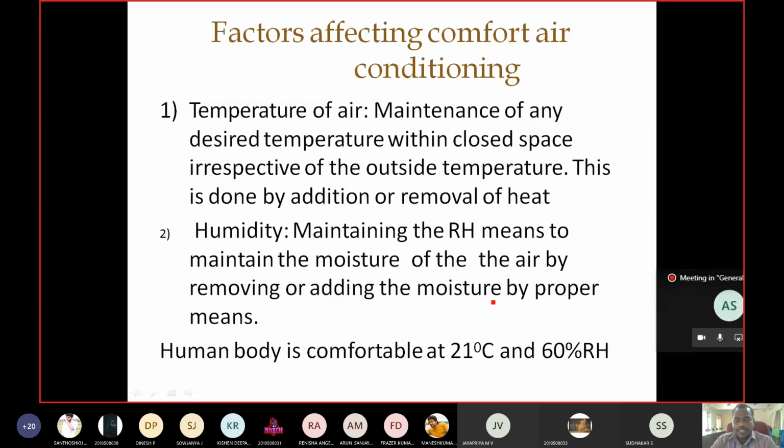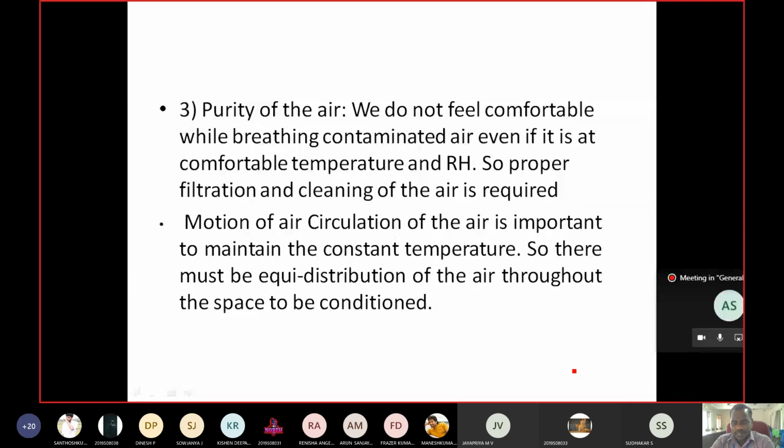To maintain this temperature, we need sensible heating and cooling. Also, to maintain this RH, we need humidification and dehumidification processes. Then we need purity. We do not feel comfortable breathing contaminated air, even if it is at a comfortable temperature and RH. So proper filtration and cleaning of air is required. That is why they provide filters inside the AC.